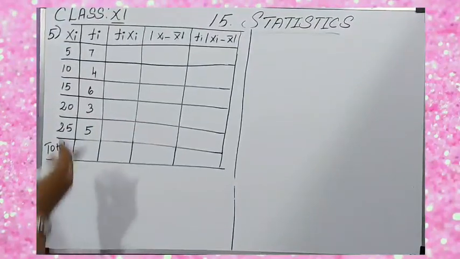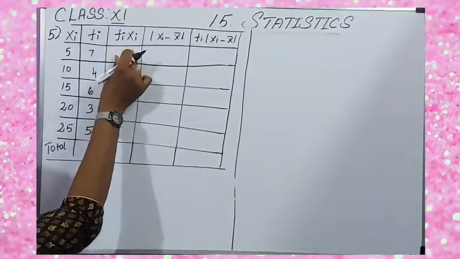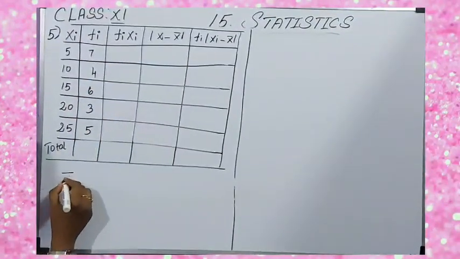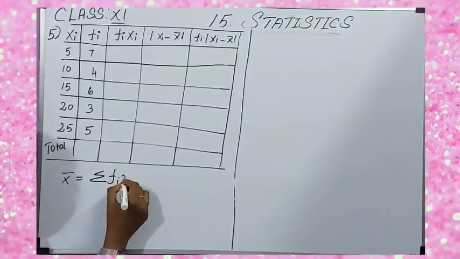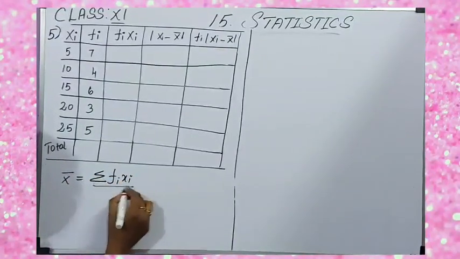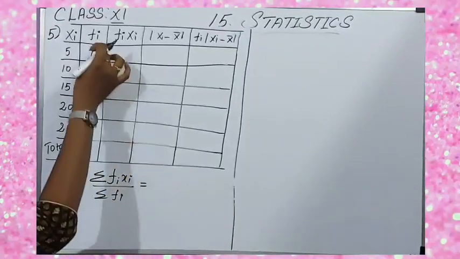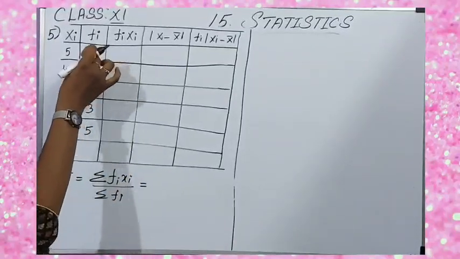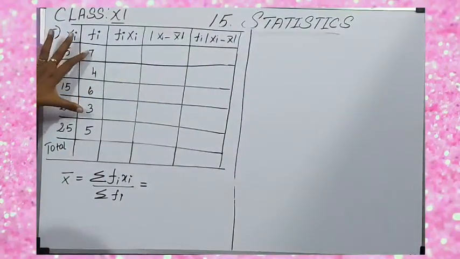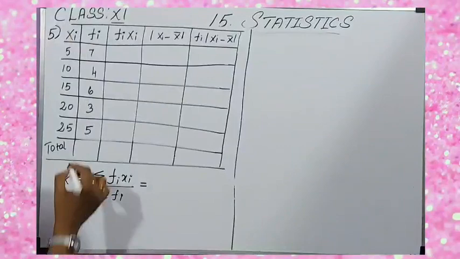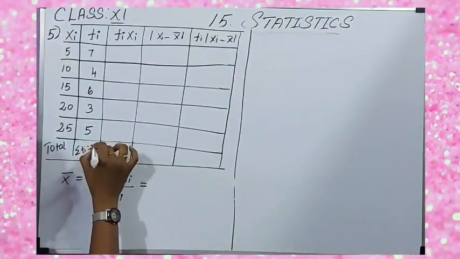So first, already the values are given in the question, xi and fi. First let me find out how to find out x bar. X bar is equal to sigma fi xi divided by sigma fi, isn't it? So first let me find out the value of sigma fi. When you add, how much are you getting? 7, 10, 10, 20, 25. So here sigma fi is equal to 25.